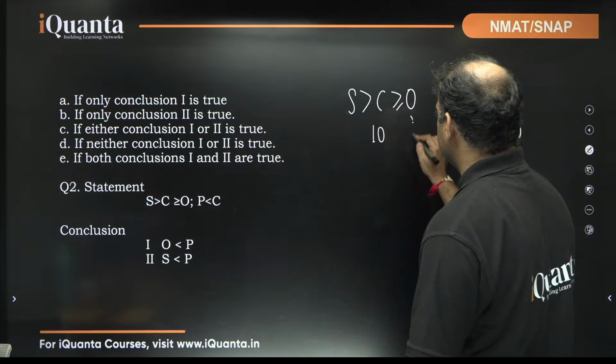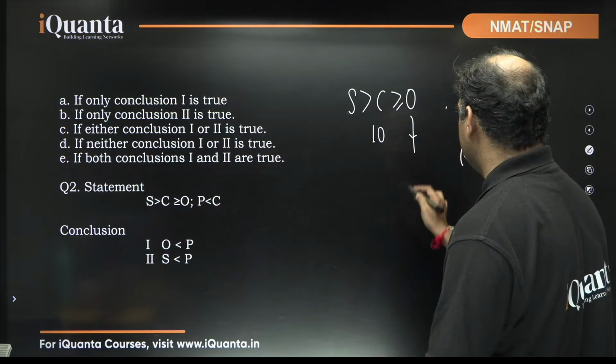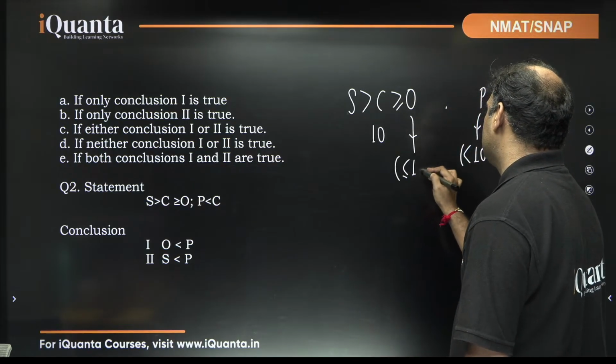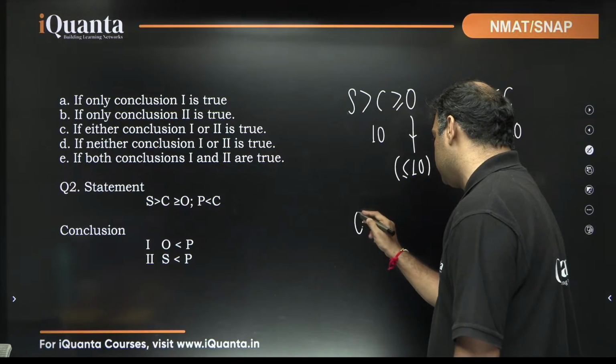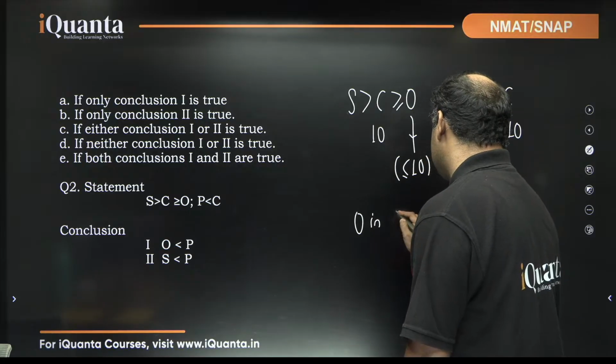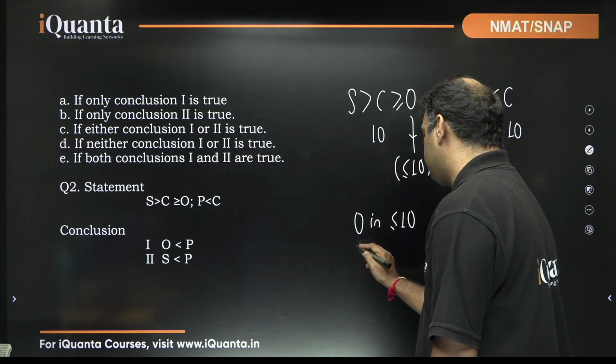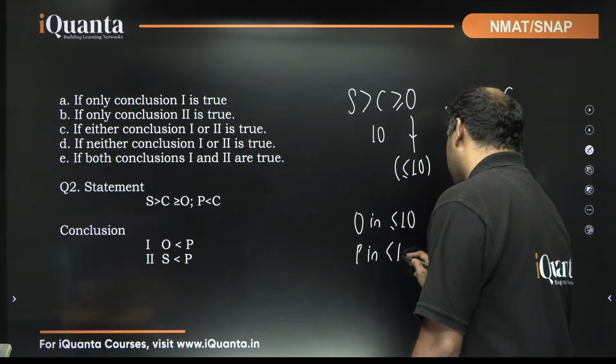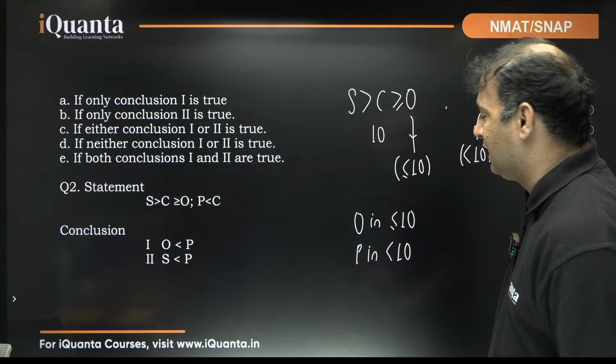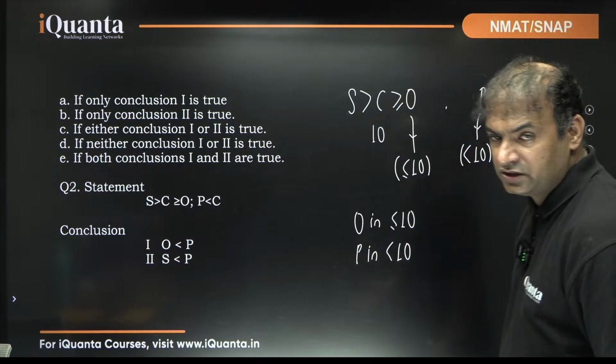And here also we can say O is less than or equal to C. So the only thing we can say is that O is less than or equal to 10, right guys? So now, O is less than or equal to 10 and P is less than 10. Is it sufficient to make a relation between them? Actually not, right? There can be all the three relations possible.